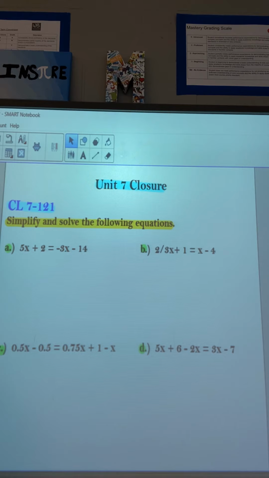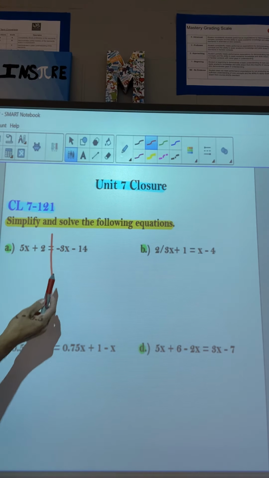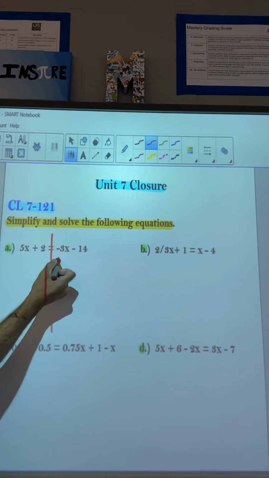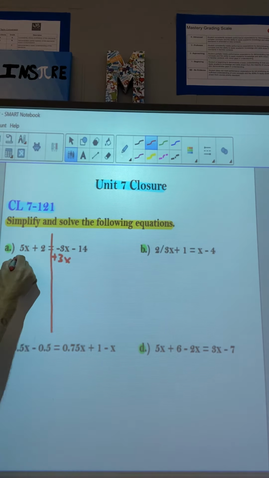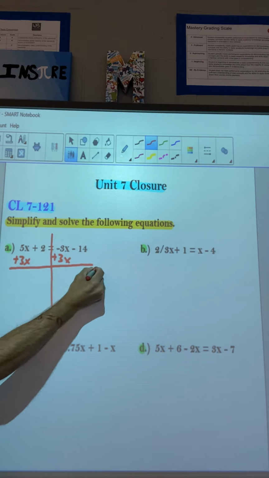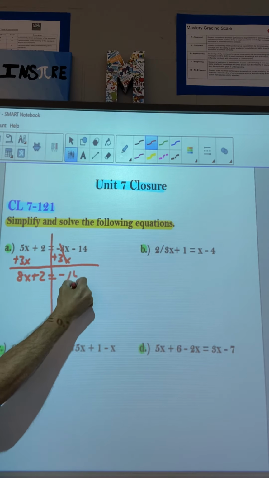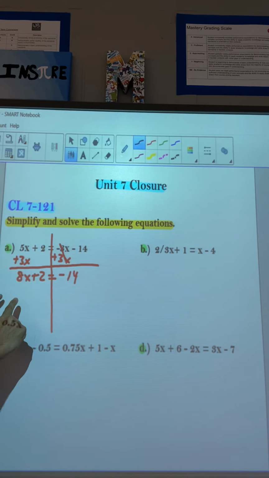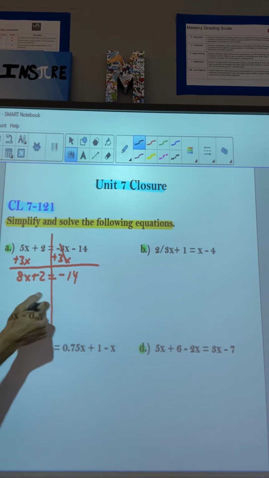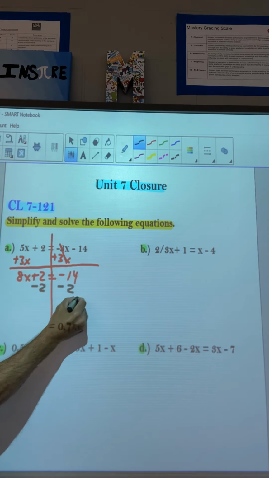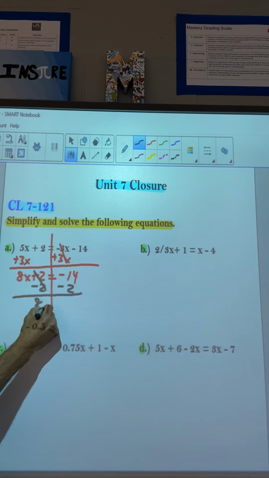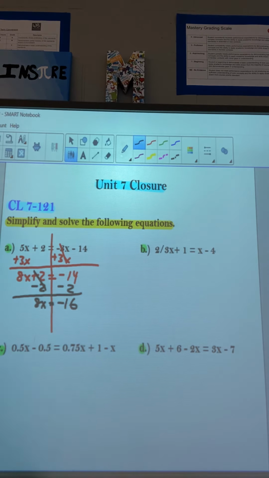So this is getting back to what you and I have done before. So we have 121, we're on A, B, C, and D. So we draw our line. We take the small x over to the big X, so I'm going to move this negative 3x out of here by adding 3x. Add 3x. I now have 8x plus 2 equals minus 14. X's are over here by themselves. Let's kick everything else out. Subtract 2. So I have 8x equals negative 16.